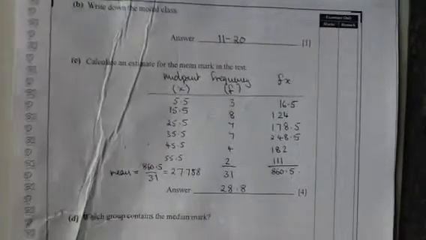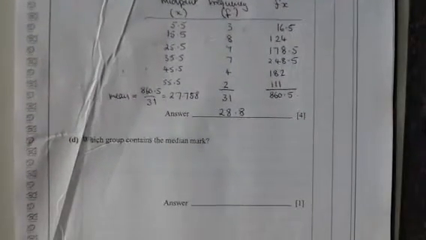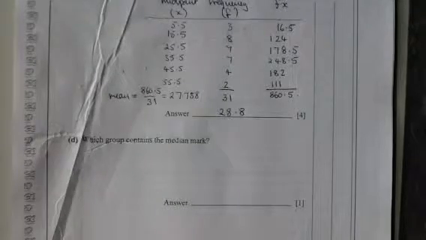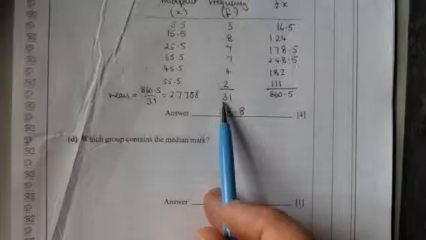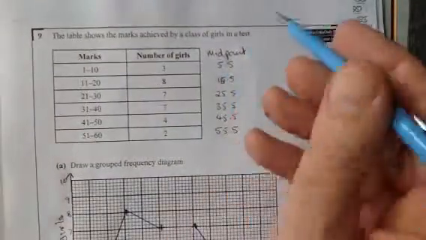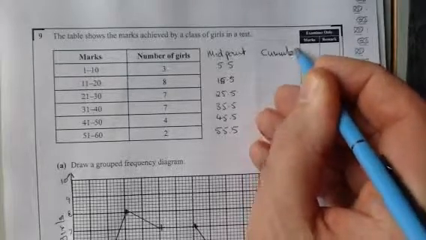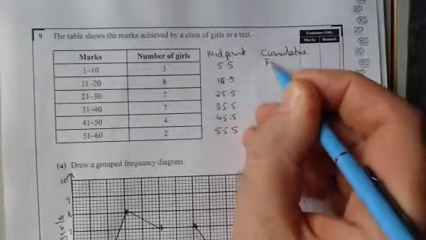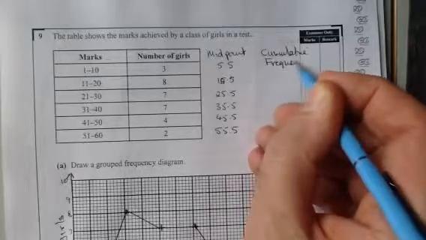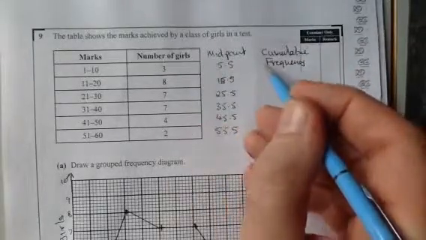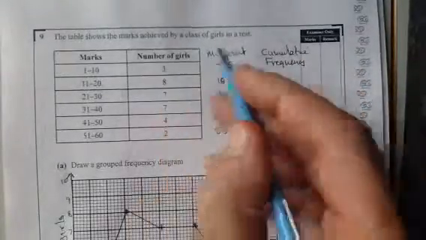Now the last question is, which group contains the median. The median is the middle. We know there's 31, so we need to find out which group the 16th girl is in, if we put them in order. The way most people will do this is to put on another column called the cumulative frequency, where you add up the number of girls.